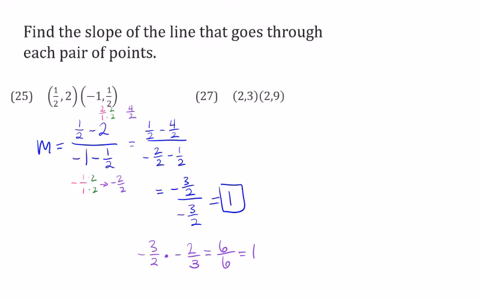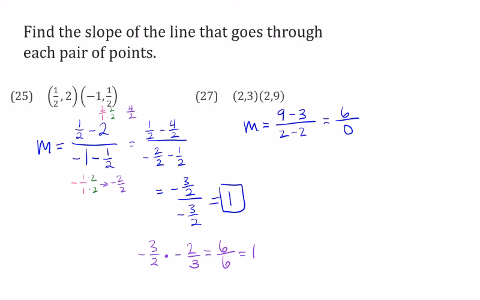All right, and then 27. So y2, 9, minus y1, 3, all over x2, which is 2, minus x1, which is 2. So 9 minus 3 on top is 6. 2 minus 2 is 0. And so we have 6 divided by 0, which equals what?